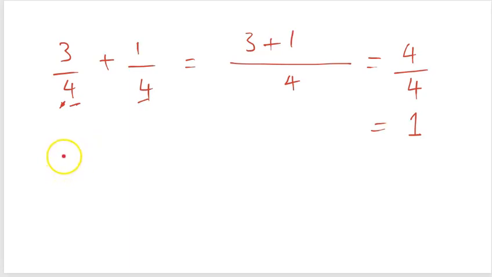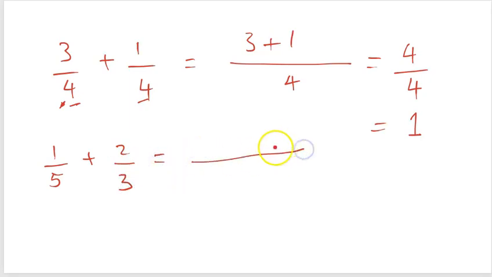When the denominators are different, let us say we have 1 out of 5 plus 2 out of 3. You have to find the LCM. When the denominators of both fractions are odd numbers, the easiest way, although this is not always the case, is to multiply to get the LCM. The LCM of 3 and 5, multiply the two, is 15.